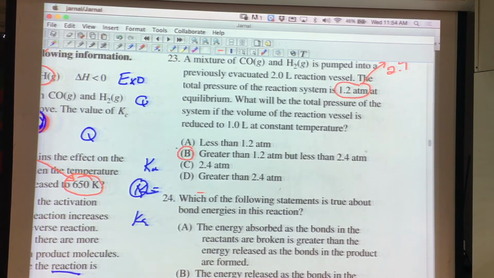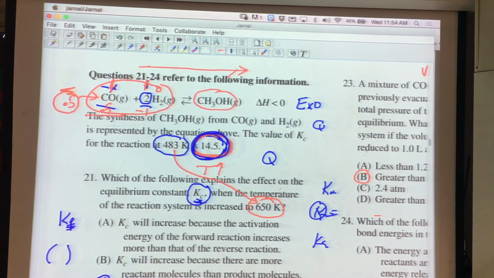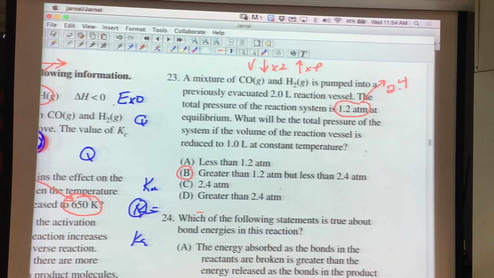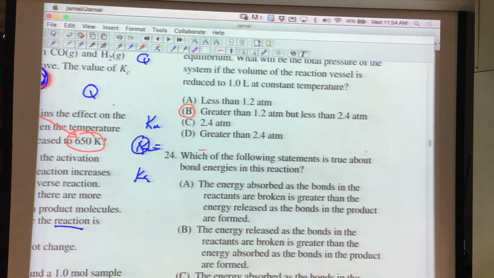Now, it might be less than 1.2 if the Kc was huge, meaning we favor a lot less products. But the Kc isn't huge. It means there's going to be some unreacted reactants there. So that's why I say B is the best answer.